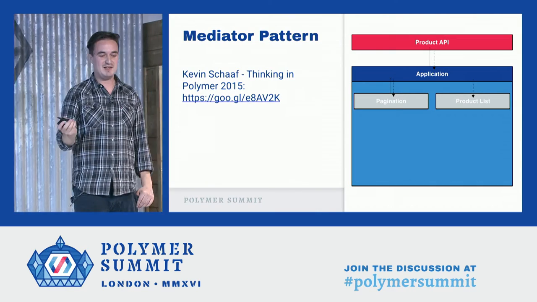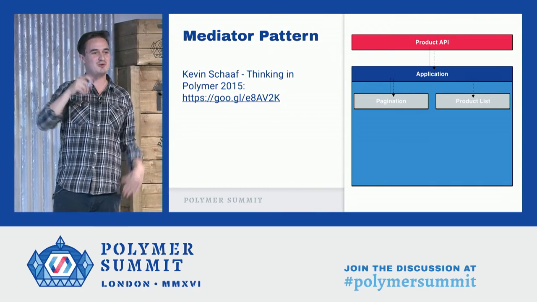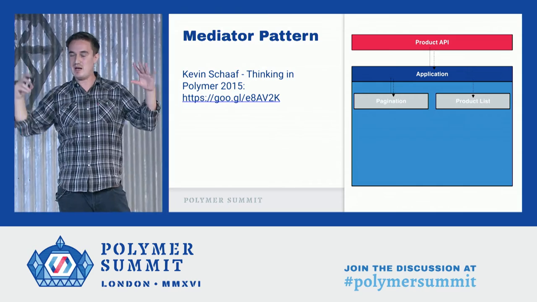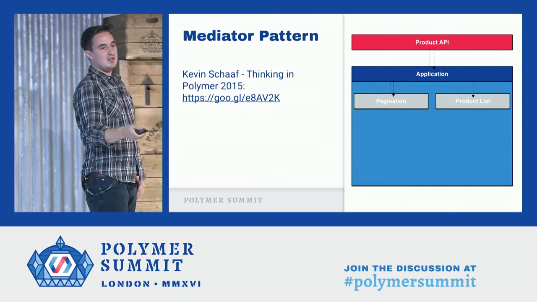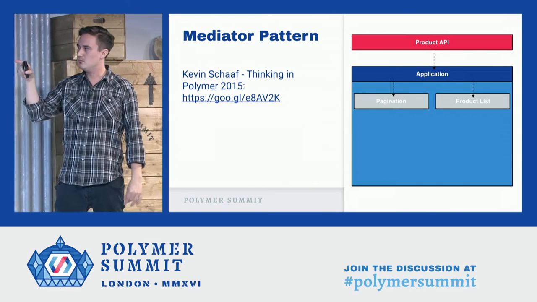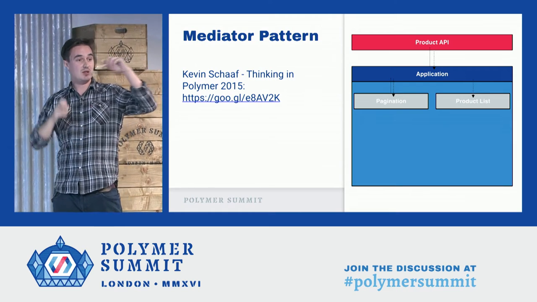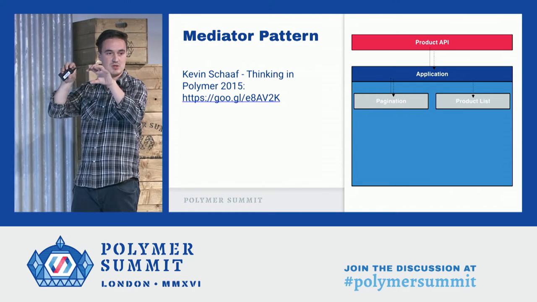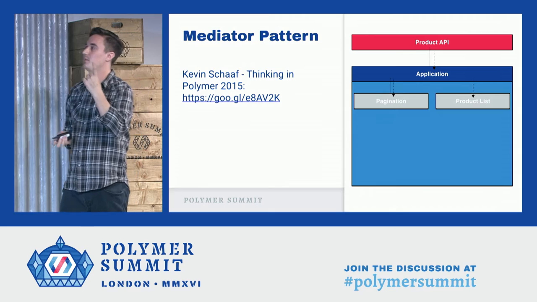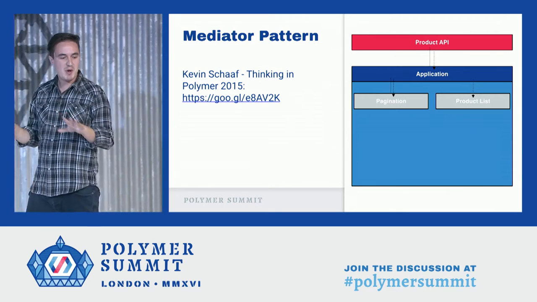And this is called the mediator pattern. It's hard to understand, so I'm going to try and talk it through and build it back up. So in pagination, you hit next. It increments that page number. That's alerting the application above. So the application's wrapping around these two subcomponents. So pagination tells application, hey, the page number's changed.